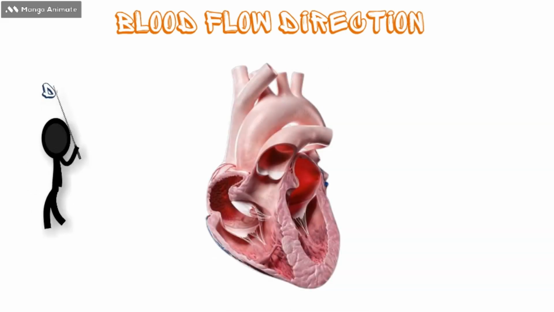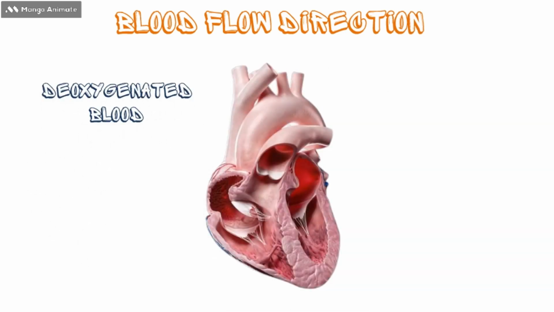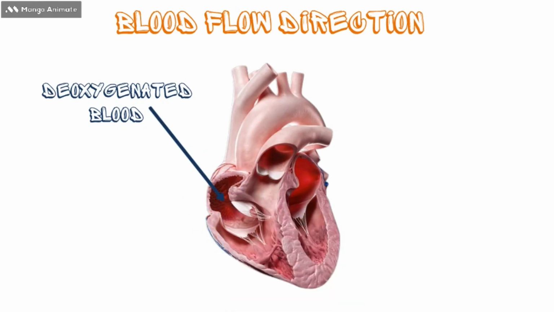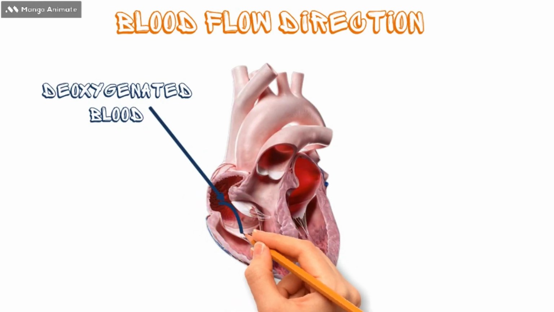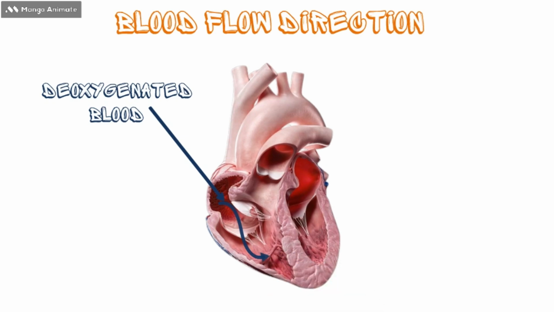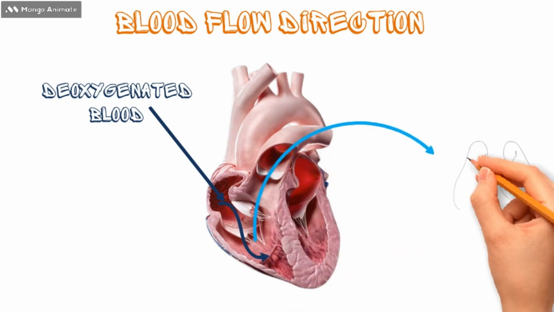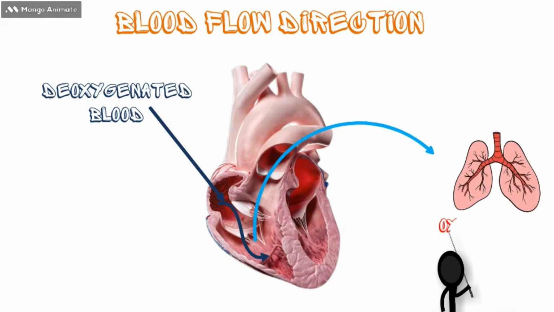In the end, just clarifying the blood flow direction, the blood flow pathway begins with deoxygenated blood from the body entering the right atrium through the superior and inferior vena cava. From the right atrium, blood passes through the tricuspid valve into the right ventricle. And during systole, it's pumped to the lungs through the pulmonary valve for oxygenation.